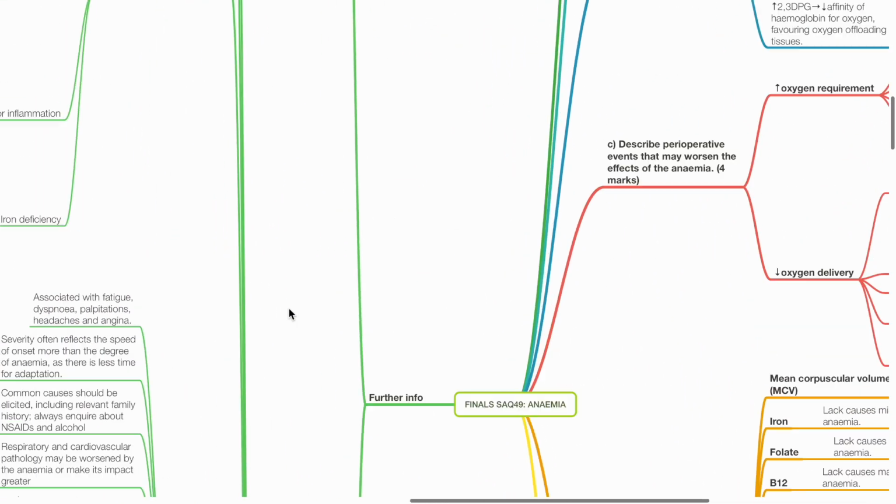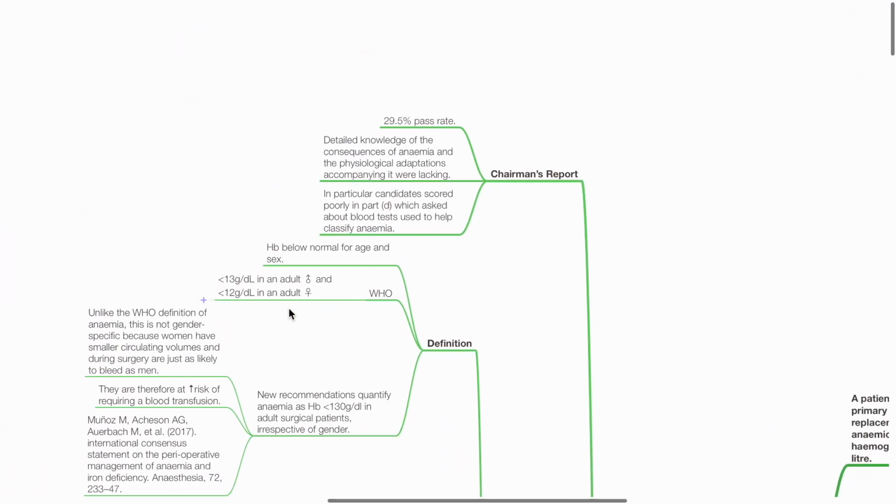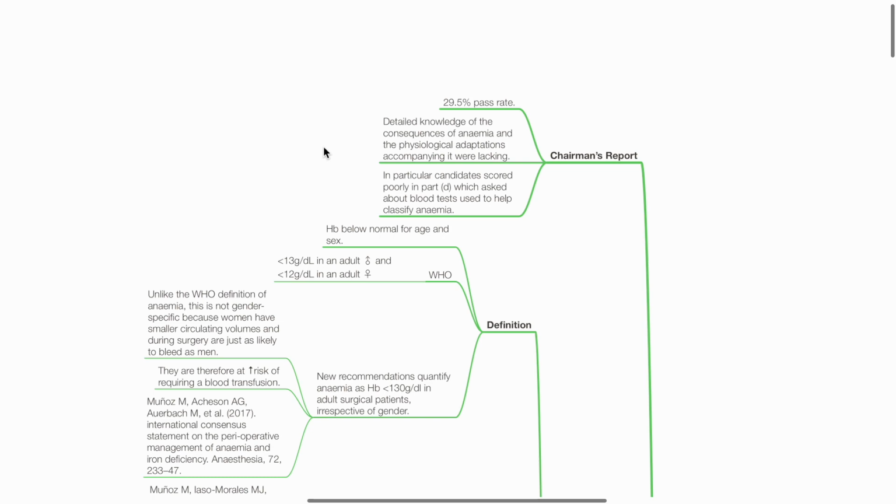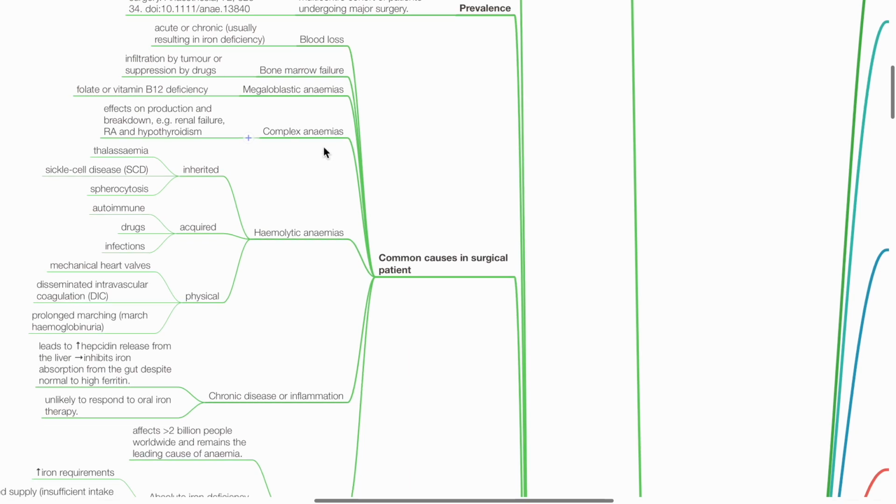Additional information. Examiner's report: 29.5% pass rate. Detailed knowledge of the consequences of anemia and physiological adaptations were lacking. Candidates scored poorly in Part D, which asks about blood tests used to help classify anemia.